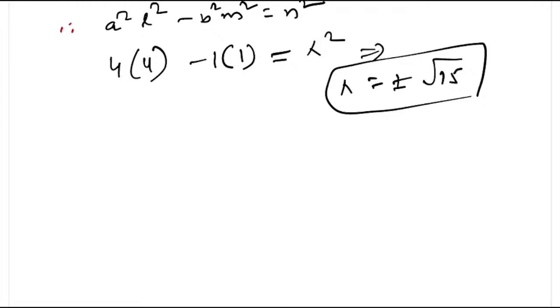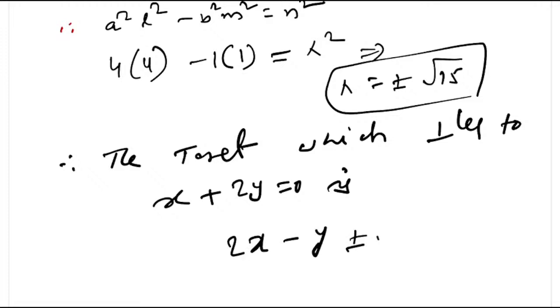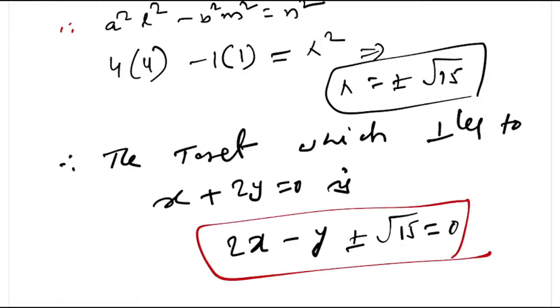16 minus 1, root 15. So the tangent which is perpendicular to x plus 2y equal to 0 is 2x minus y plus or minus root 15 equal to 0. Are you getting what I am saying, my dear?